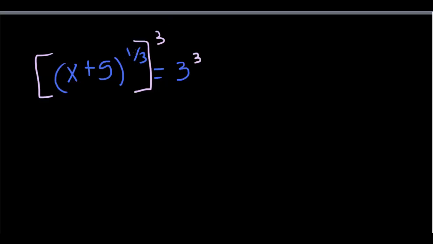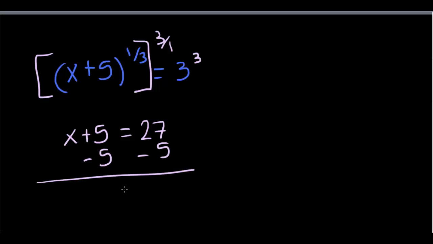So when I multiply 1 over 3 times 3, that's going to give me 1, because when you are multiplying fractions, you just multiply across. So you will have 1 times 3 is 3, 3 times 1 is 3, 3 over 3 is 1. So that takes care of the exponent. You will have x plus 5 equals 3 to the power of 3, which is 27, because 3 times 3 times 3 is 27. Then you subtract 5 from both sides, and that's going to give you x equals 22.